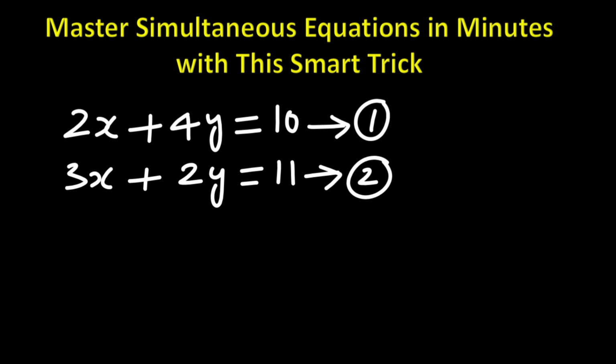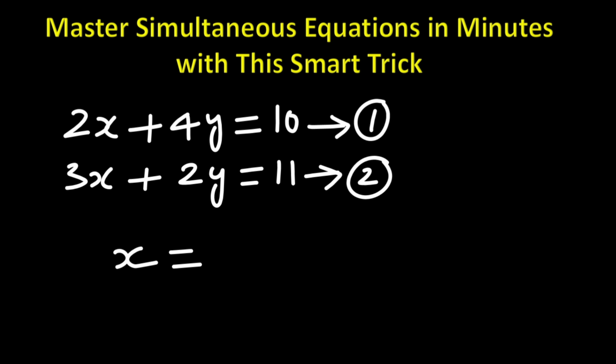To find x and y, we need to do either the substitution or elimination method. Now, to save time and speed up the process, we use a shortcut to find the values of x and y without using elimination and substitution. Let's see how we find the value of x from this shortcut method.